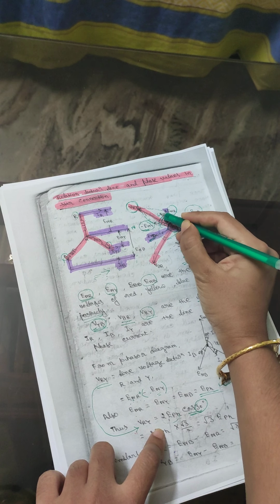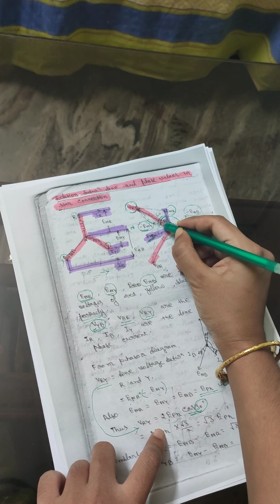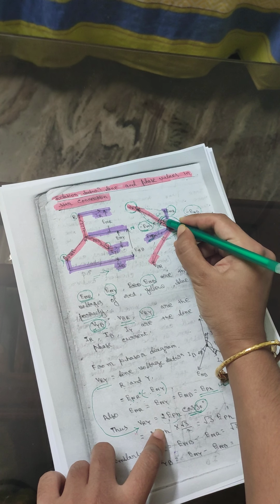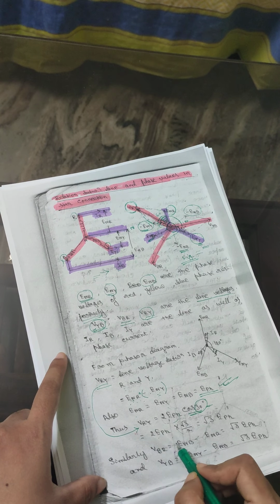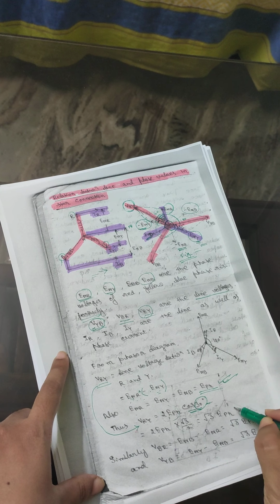This one is 60 degree. So that small angle is 30 degree, and here that angle is 30 degree. That's why I am getting here cos 30 degree. So cos 30, put here the value √3 by 2. So it becomes √3 E phase.